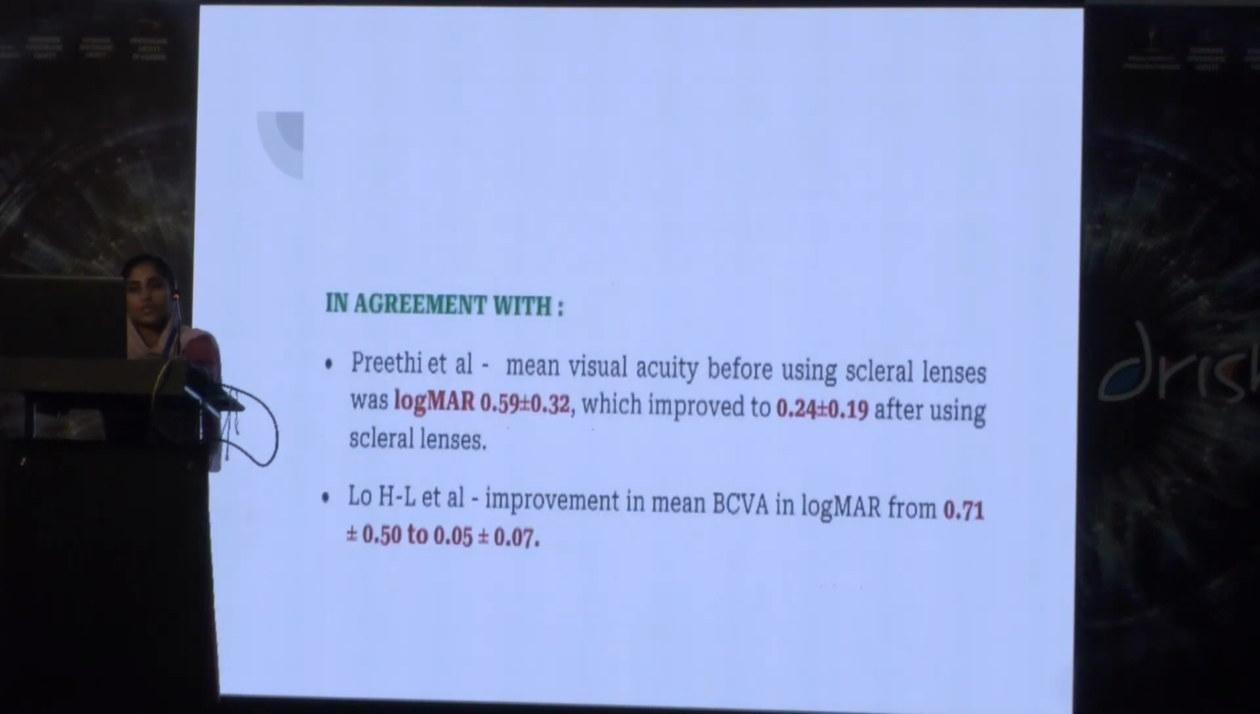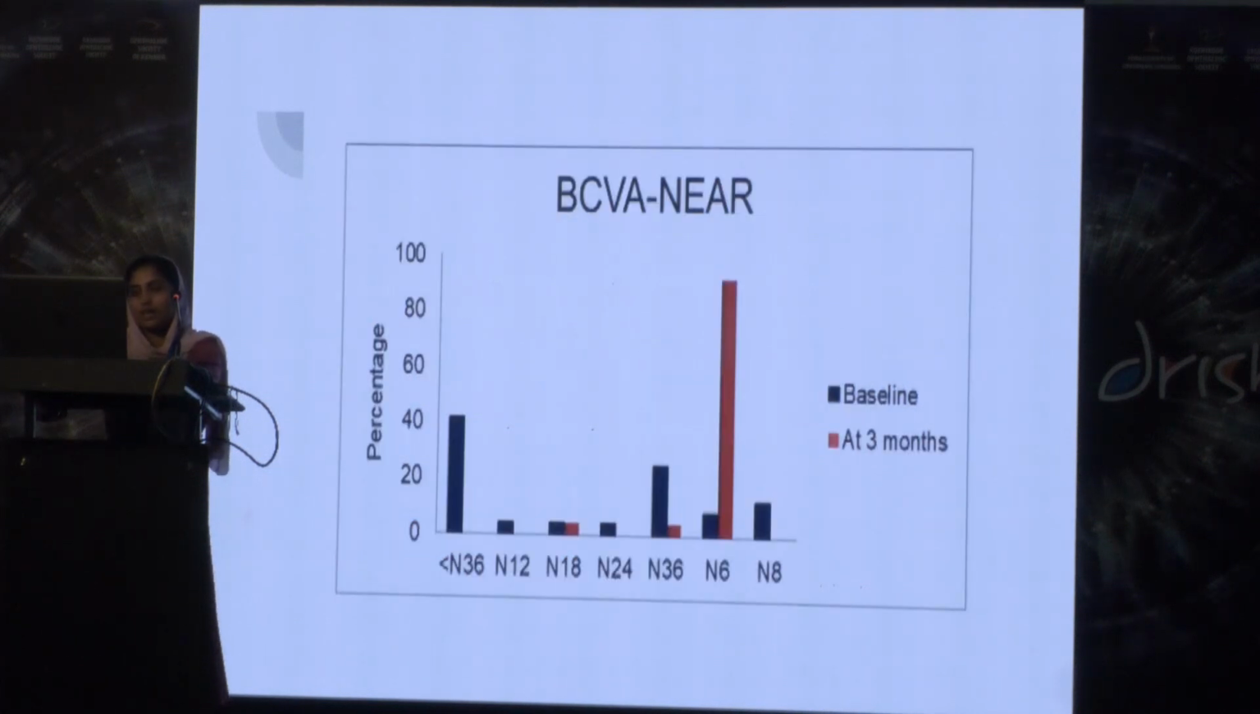The results were in agreement with the study by Preeti et al., which showed an improvement of vision from logMAR 0.59 plus or minus 0.32 to 0.24 plus or minus 0.19 with scleral contact lens, and Low et al. also showed an improvement of BCVA in logMAR from 0.71 plus or minus 0.5 to 0.05 plus or minus 0.07. The study also showed improvement of the near vision to N6 from the baseline value of less than N36 in the majority of the patients.